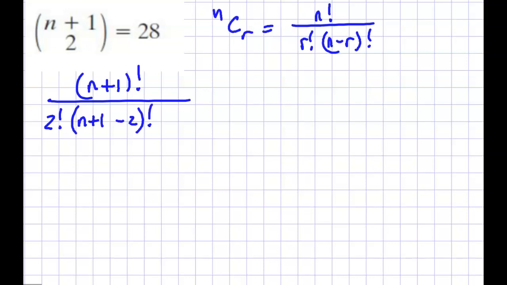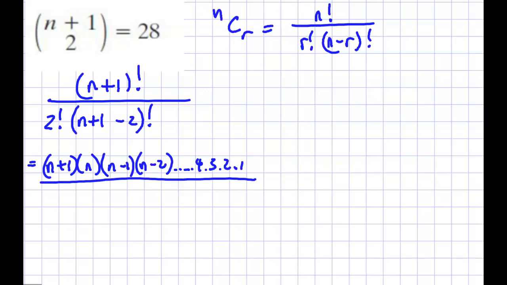So if we tidy that up, now we can also expand out some of these as we go along. The key thing is n plus 1 factorial could be seen actually as, if you wanted to, you can multiply it out straight away. It's n plus 1 multiplied by 1 less than that, multiplied by 1 less than that, all the way down to 4 times 3 times 2 times 1. On the denominator, we've got 2 factorial, which is 2 times 1.